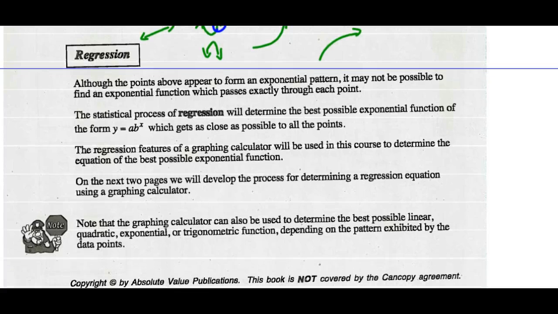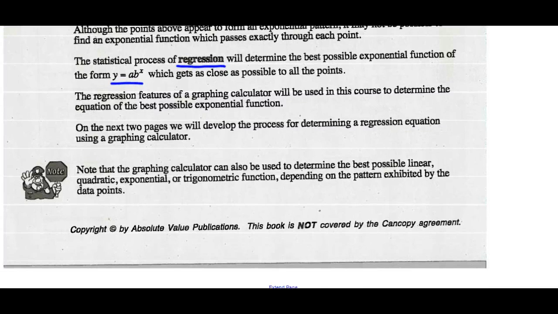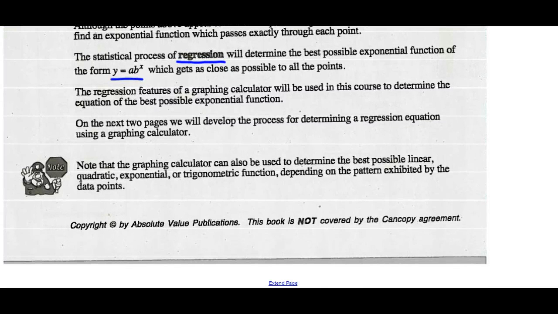Although the points above appear to form an exponential pattern, it may not be possible to find an exponential function which passes exactly through each point. The statistical process of regression will determine the best possible exponential function in this form, which will get as close as possible to all the points on the graph and all the data points we used. The regression features of a graphing calculator will be used in this course to determine the equation of the best possible exponential function. The next 2 pages describe the process. Note the graphing calculator can also be used to determine the best possible linear, quadratic, exponential, or trigonometric function depending on the pattern exhibited by data points.